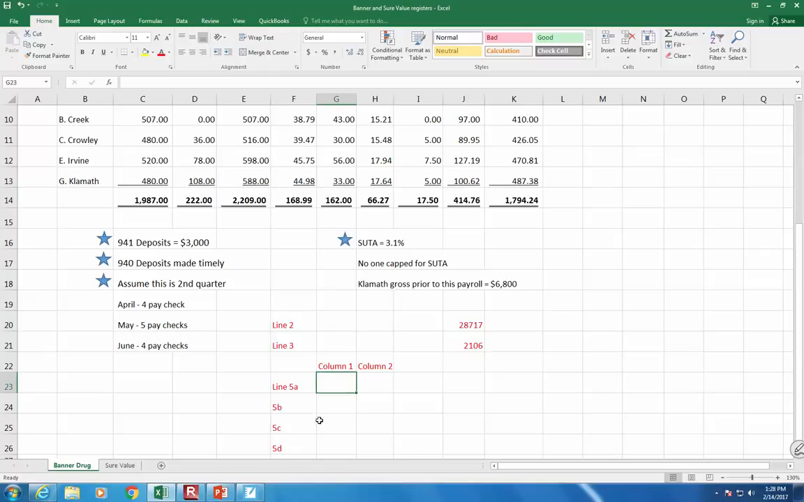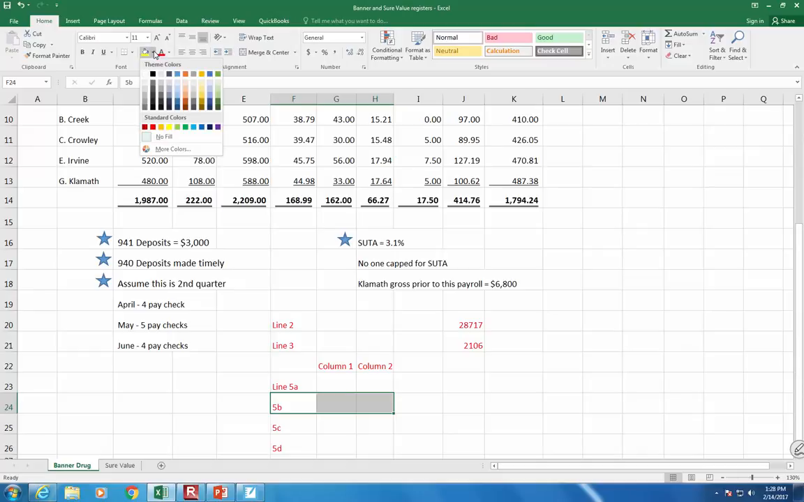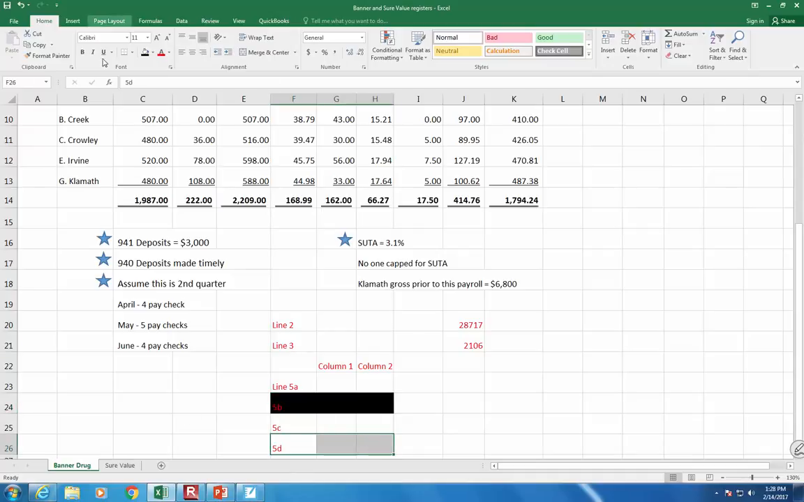Taxable Social Security wages. I've got no tips, so that's a non-issue. I've got no additional Medicare. That means past the 200 grand, so that's a non-issue.